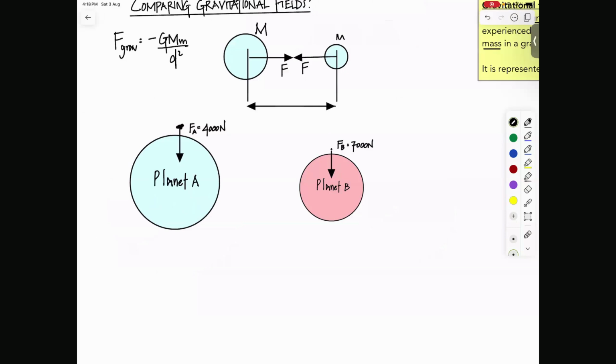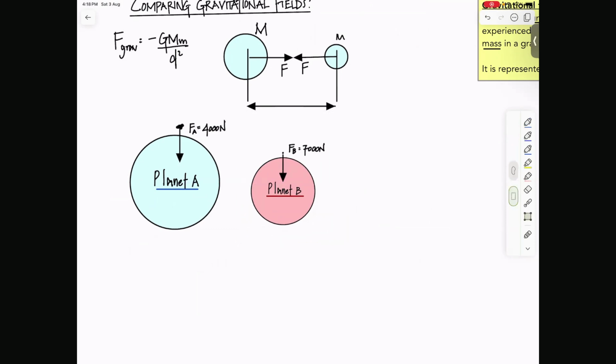Okay, 7,000 Newton. Now, can you tell me, based on the information I've provided here, which planet has a stronger gravitational field around it? Out of the two planets that I've provided you, which one has a stronger gravitational field around it? Is it planet A or is it planet B? Or we can't say. Based on the information provided, it's not possible to say. So what do you guys think? Which planet has a stronger gravity?